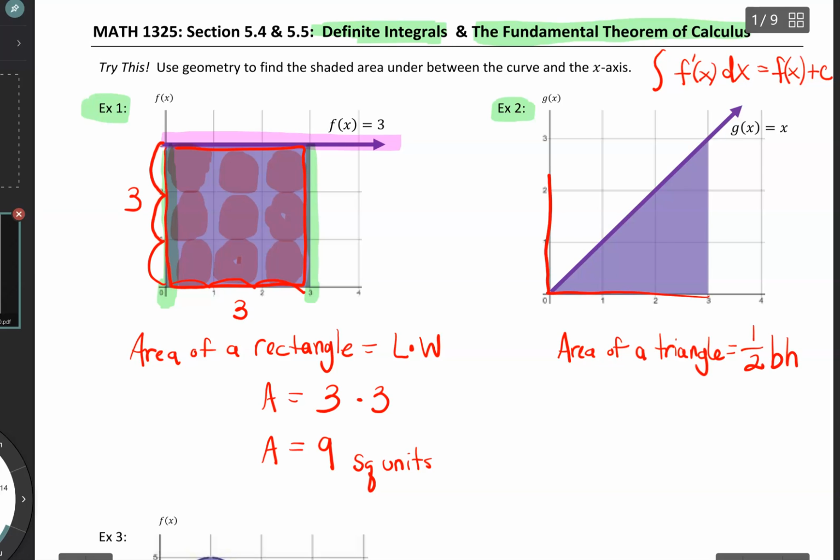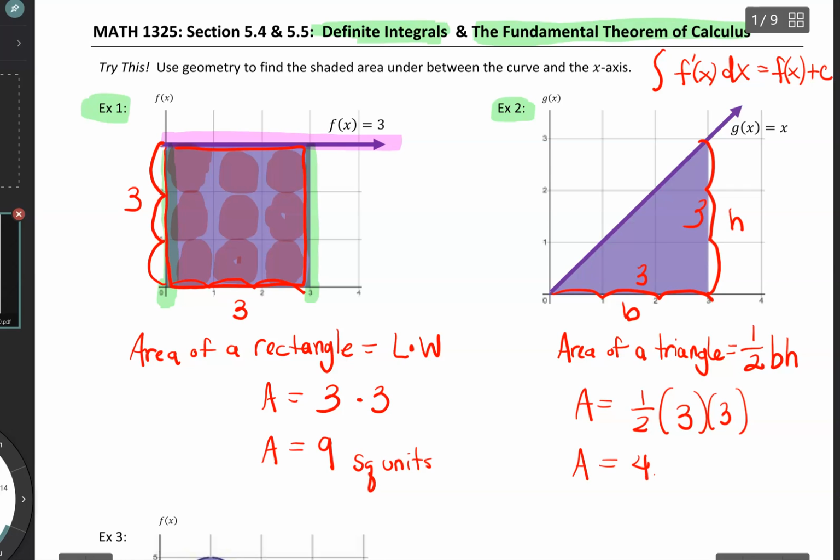Basically, you're just finding the area of the rectangle and you're cutting it in half, right? And instead of length times width, they're calling it a base and a height. So that's where that formula came from geometry. So let's just go ahead and find that real quick. My base is 1, 2, 3, and my height is 1, 2, 3. So this area would be 1/2 times 3 times 3. If you multiply all that together, half of 9 is 4.5 square units.